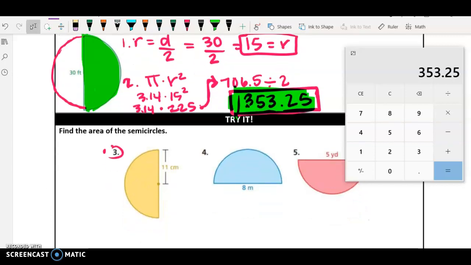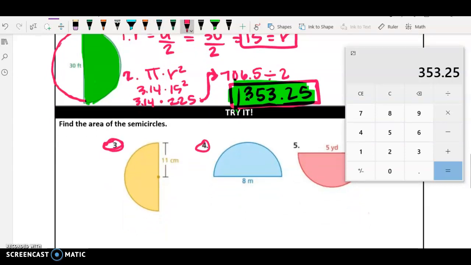All right, so I want you to try 3 and 4 on your own, and then you're going to check your answers with 9, and you don't have to do them.